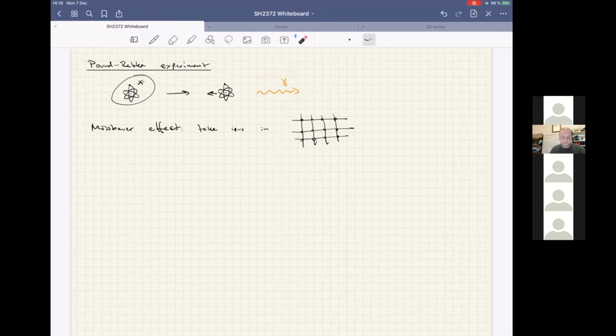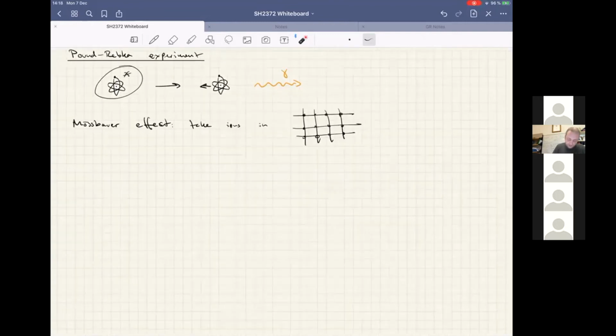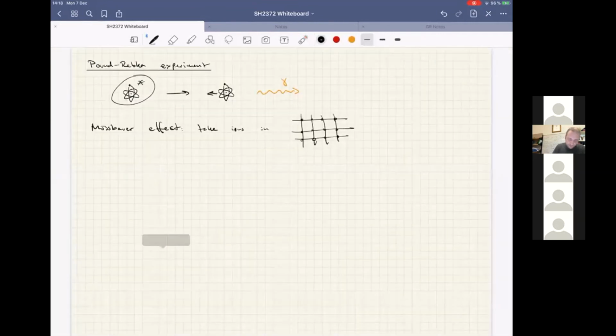So what you do then is that you take your atom. In the case of the Pound-Rebka experiment, these were iron ions placed in this grid for the Mössbauer effect, and you place your detector up here, and you look at what frequency these gammas will have.